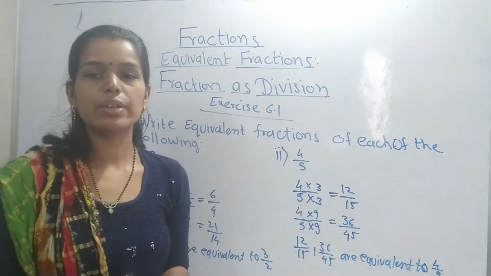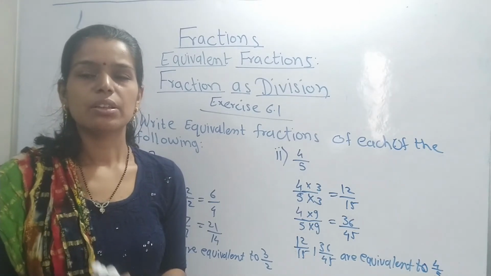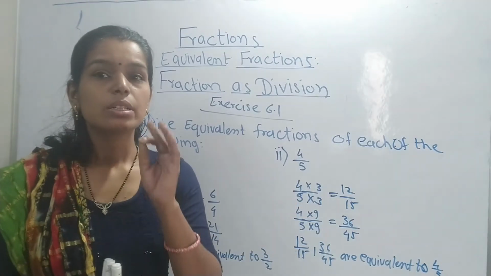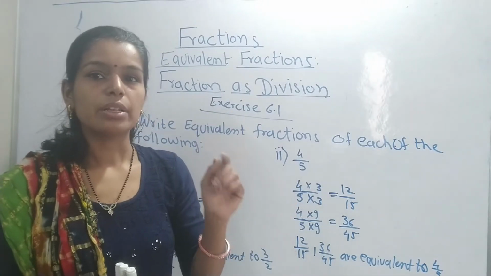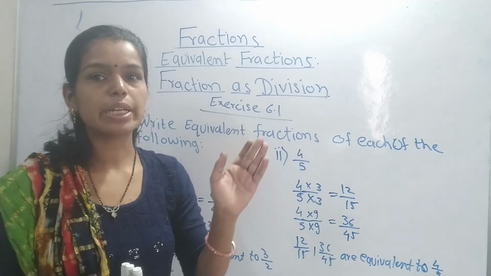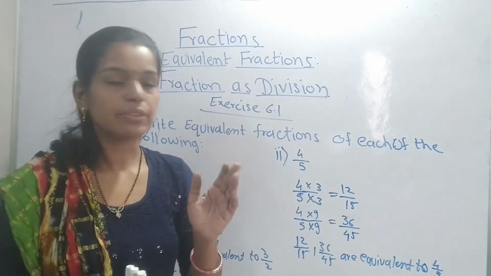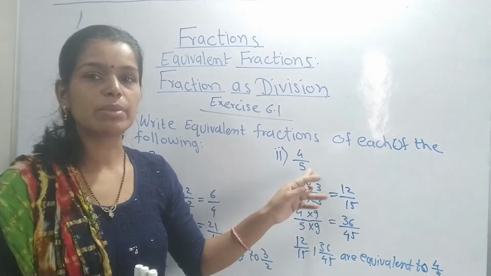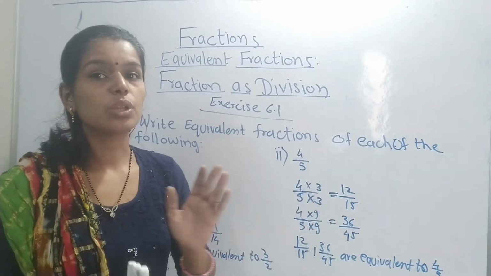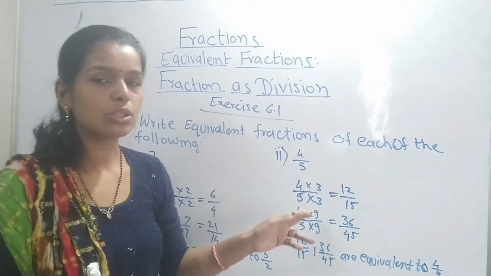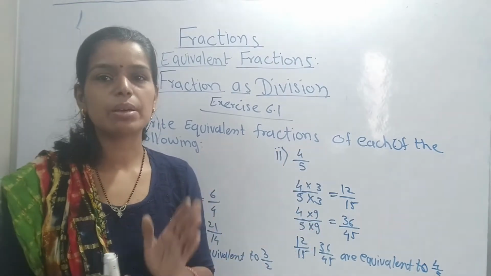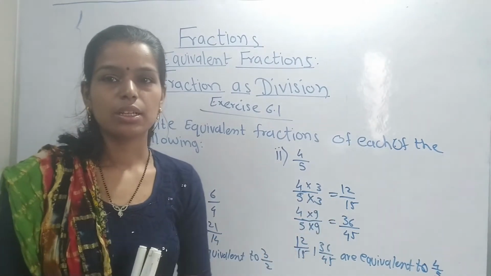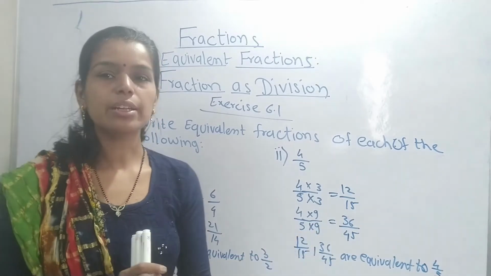In this way you can find equivalent fractions. Take any number of your choice and multiply it by the numerator and denominator. Just remember, the numbers by which we multiply the numerator and denominator must be equal. If you multiply the numerator by some number and the denominator by a different number, they will not be equivalent. You have to multiply the numerator and denominator by the same number only. Here you can change the number in different fractions. Got it? So you will get the equivalent fraction.